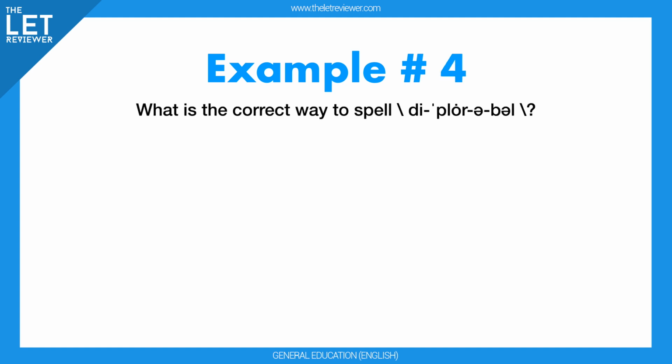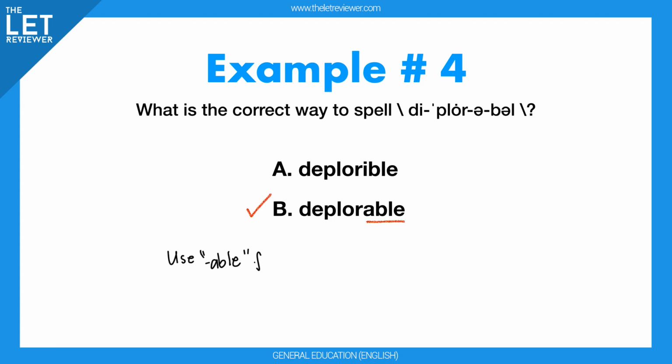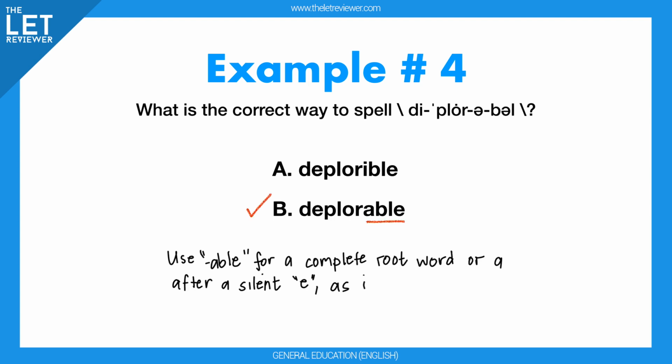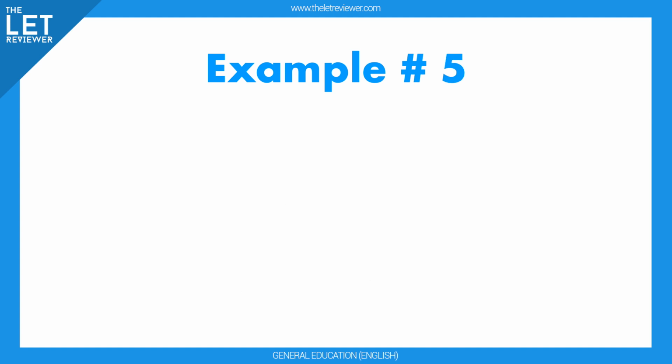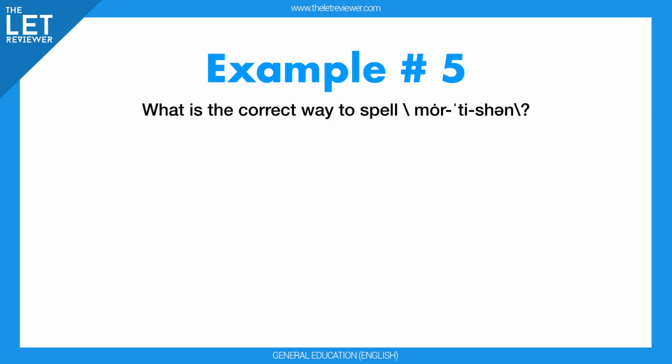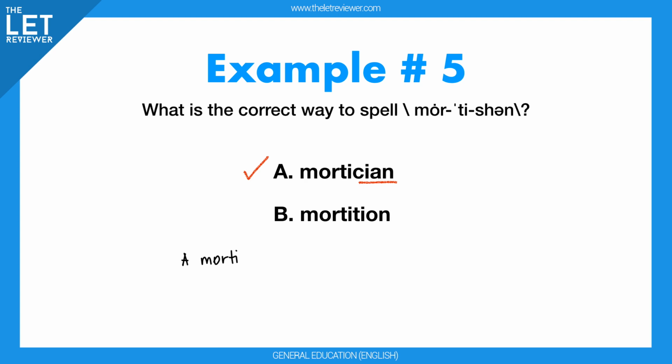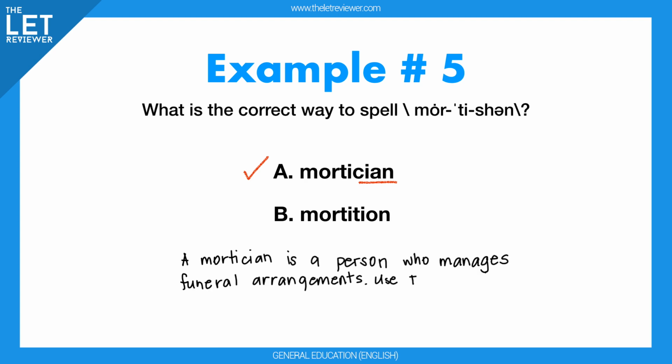How do you spell deplorable? The correct suffix to use is able, as the root word is a complete standalone word. So the correct spelling is DEPLORABLE. How do you spell mortician? We use the suffix CIAN for words pertaining to people. So the correct spelling is MORTICIAN.